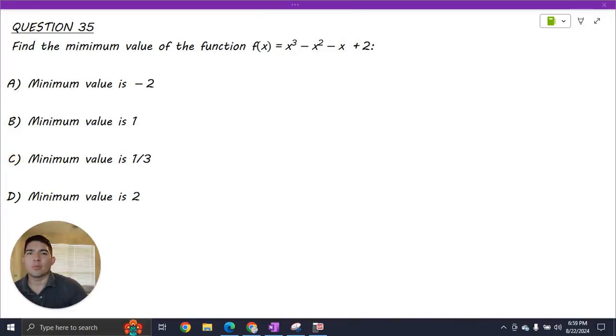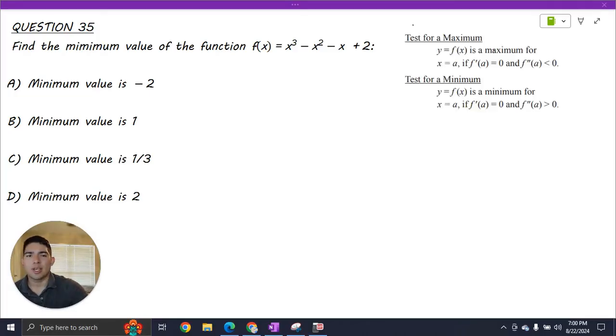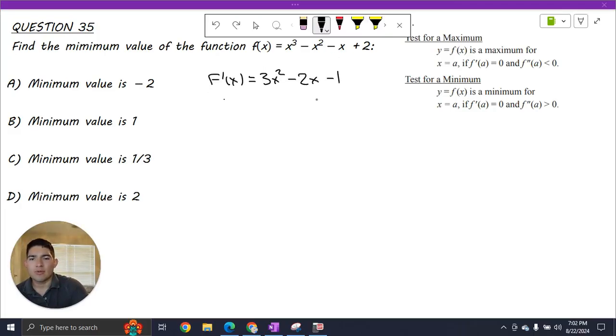So moving on to number 35, we have one more problem where we're going to practice the maximum and minimum test, but in this problem we are going to be solving for the minimum value of the function. So once again, I went ahead and put the maximum and minimum test from the FE reference manual right here so we can see it while we solve our problem. So the first step for this problem, once again, will be to take the first derivative of our function. The first derivative of the function is going to be 3x squared minus 2x minus 1.